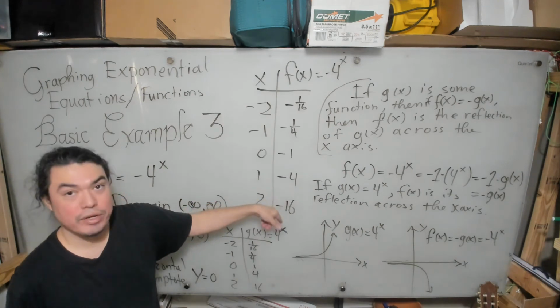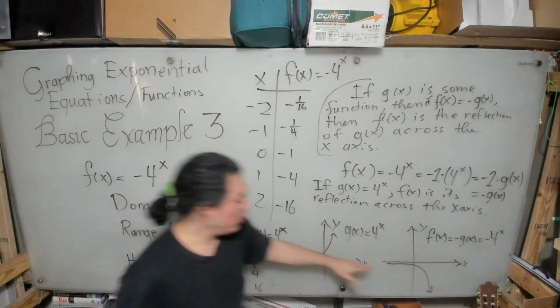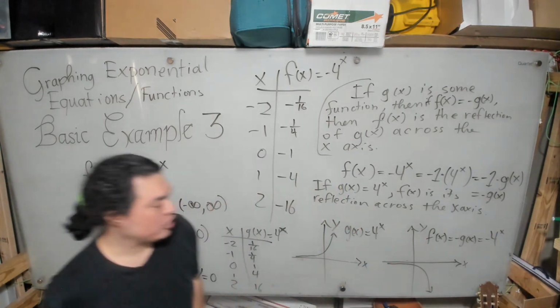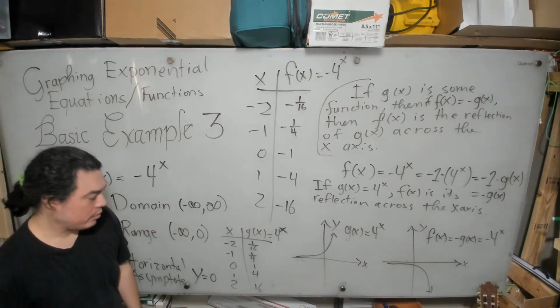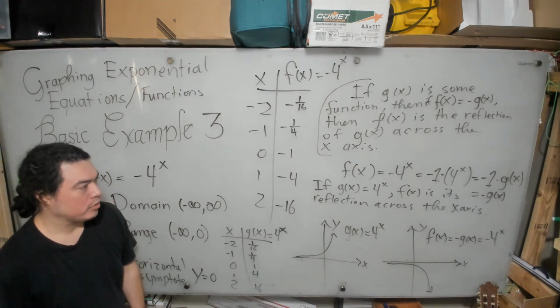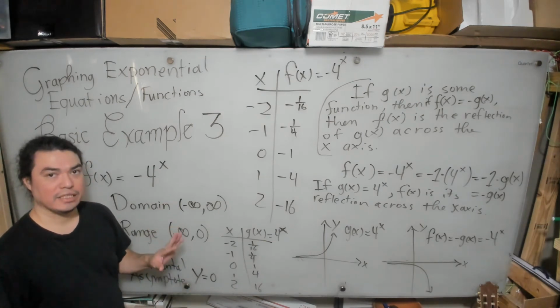Right, it gets bigger and bigger and negative. And we can see that that's exactly the pattern we see in the table; we see it here in this reflection across the x-axis of the graph of 4 to the x power. Okay? So I just wanted to show you how we could use the transformations to gain insight into this.